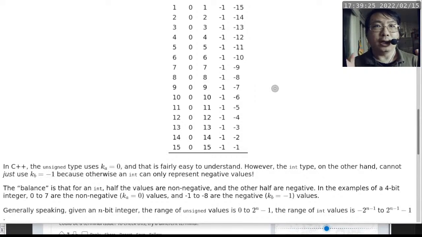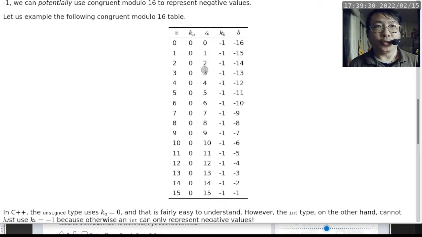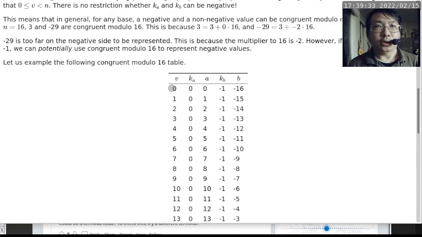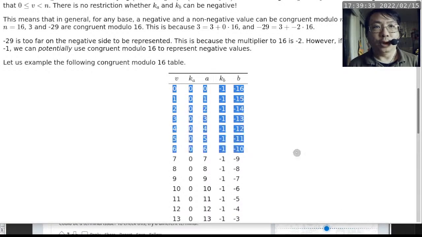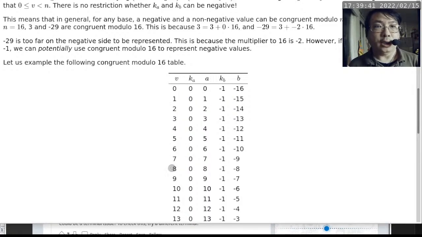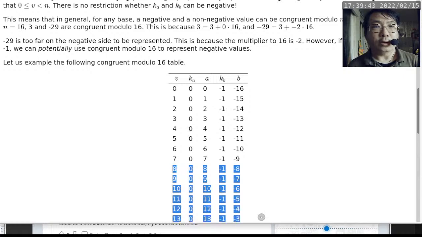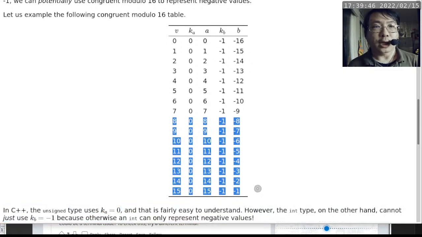That is when two things happen. First, we take the first 8 of these patterns and say that for these 8, we are going to use ka being 0. And for the other 8 bit patterns, we are going to use kb being negative 1. This way we have the values 0, 1, 2, 3, 4, 5, 6, 7 for the first 8 bit patterns, and then for the next 8 we have negative 8 all the way down to negative 1.